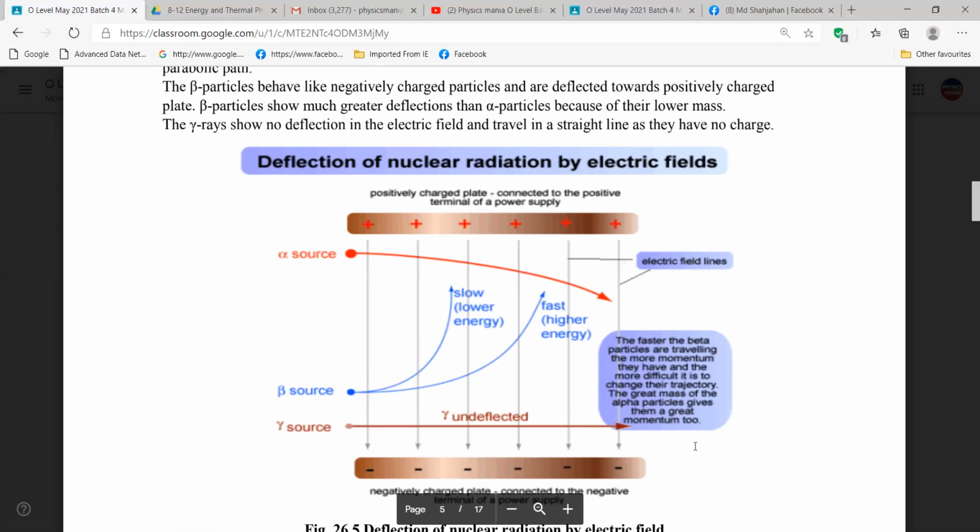Sir, he said that gamma is chargeless, so how can he say it is undeflected? Chargeless means it does not have any charge. You have heard weightless, but chargeless does not mean a small amount of charge. Chargeless means it does not have any charge. Is it clear? Yes, sir. Quickly draw and write the information.